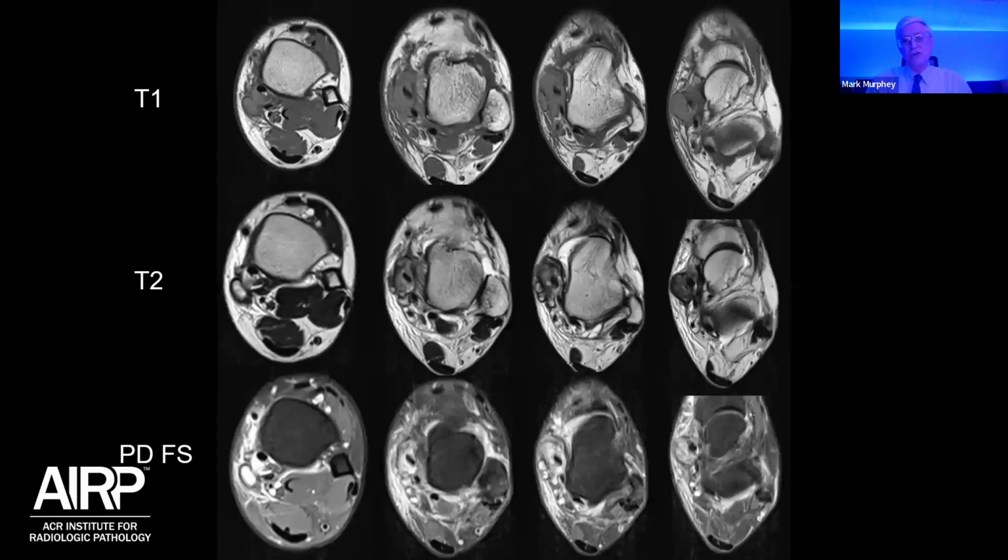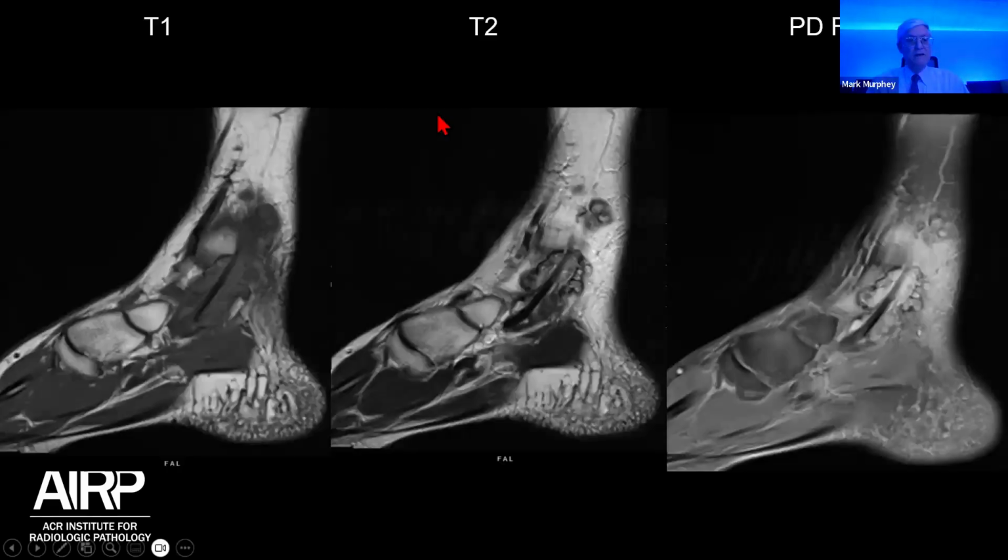And all of these axials just show the same thing as we're marching from superior to inferior, this mass surrounding the posterior tibialis tendon. You can note that there's no hindfoot valgus deformity, so it doesn't look like there's any posterior tibialis tendon dysfunction. If we look at sagittal images, we can see the same thing and really nicely appreciate the length of this abnormality, and again, that low to intermediate signal on our water sensitive sequences.